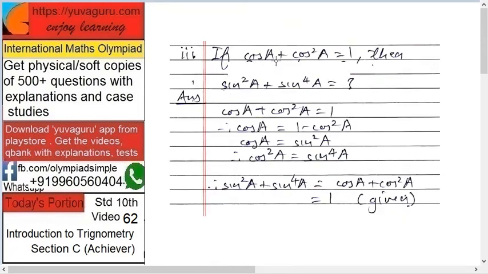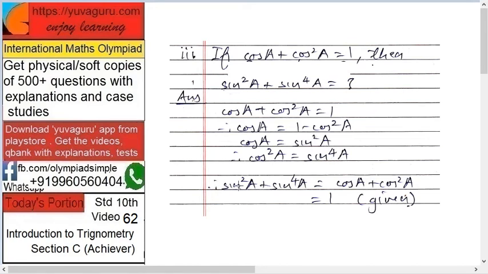If cos a plus cos square a equals 1, then sin square a plus sin raised to 4a equals to what? See here, cos a plus cos square a equals 1. Okay, therefore cos a equals, take cos square a on the other side, 1 minus cos square a. Therefore cos a equals sin square a, right? Now what we want, what's our target? Sin square a and sin raised to 4a. Therefore cos square a equals sin raised to 4a, right? Okay, so let's move on.